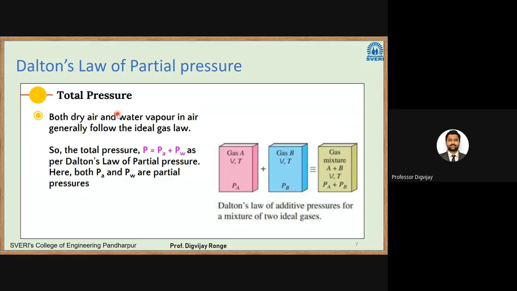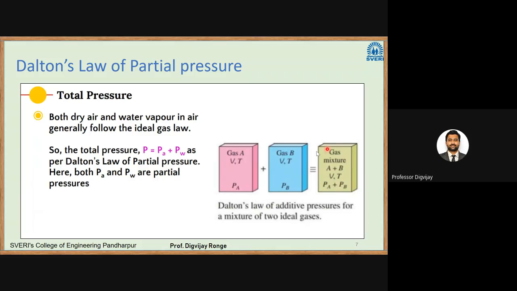Then we have seen Dalton's law of partial pressure in the last lecture. So it is actually a cumulative law. If I take a mixture of two gases, gas A plus gas B, then we get a mixture of gas A and B. If I take the total pressure inside this system, the mixture pressure, mathematically it is a summation of individual pressures.